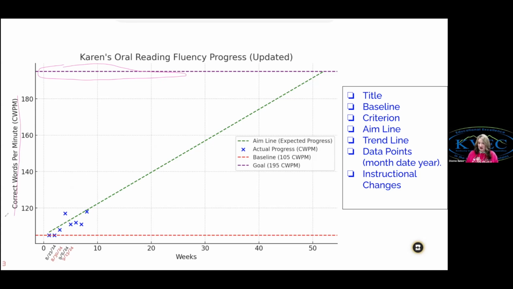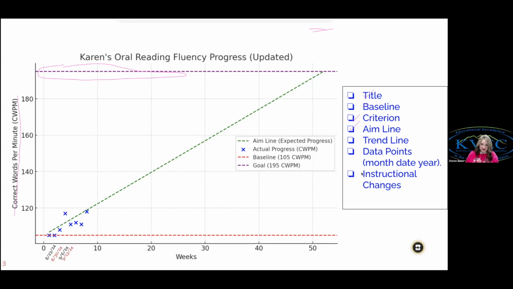So you can take a look at this graph and you know what we hope her correct words per minute, her oral reading fluency, what we're measuring with the title, and then we're looking at where she started and where we want her to go. So yes, we have the aim line, the criterion is here, we have the baseline, we have the title.